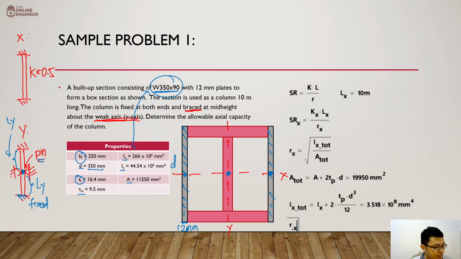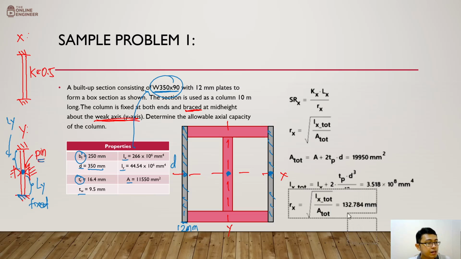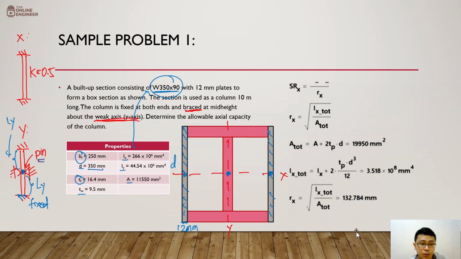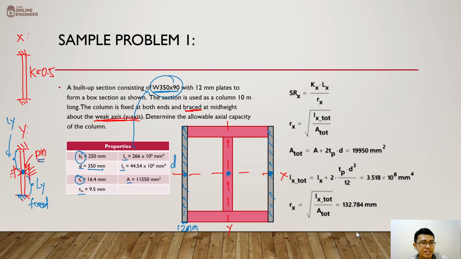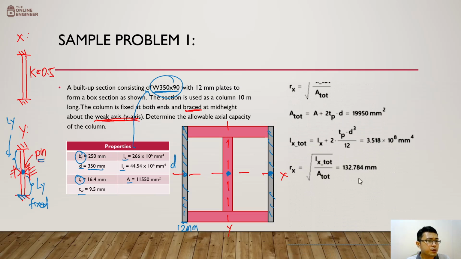So we have here Rx. Simply, we have the square root of Ix total divided by the total area. In terms of mm, our Rx is 132.784. Okay, so we're able to follow that. Going back to the formula that we have over here, this is now Kx Lx over Rx. Kx, we already had earlier, that's 0.5. Lx is 10 meters. So I think we can now have our SRx defined finally. That's Kx times Lx divided by the Rx that we just had, and that is 37.655. All right, so that's SRx.